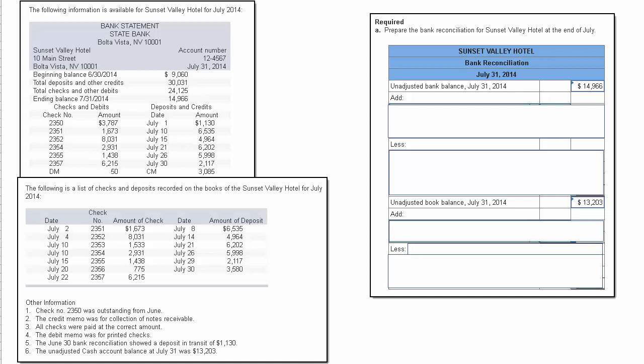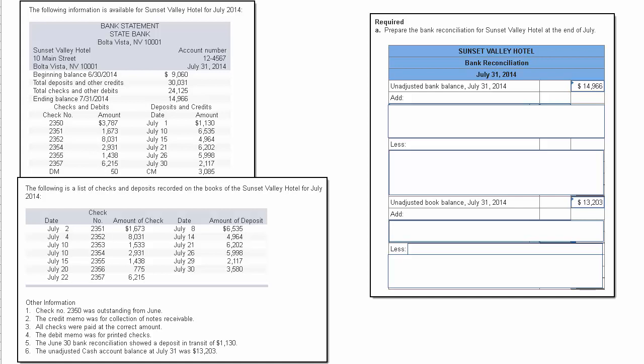Okay, so what we do next is we go through the information, figure out where we need to make our adjustments. So they tell us check number 2350 was outstanding from June. And I'm going to go through these items first. Then we'll see if there's anything else we need to take care of. Check 2350 was outstanding from the month before. Now we don't have to do anything with that. It was outstanding from the month before.